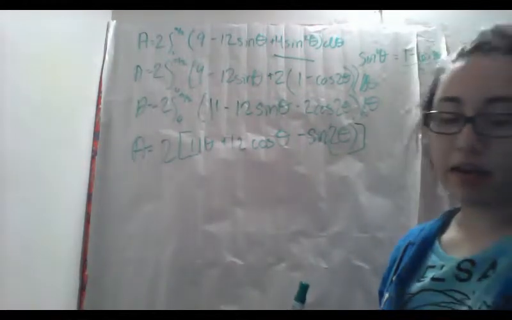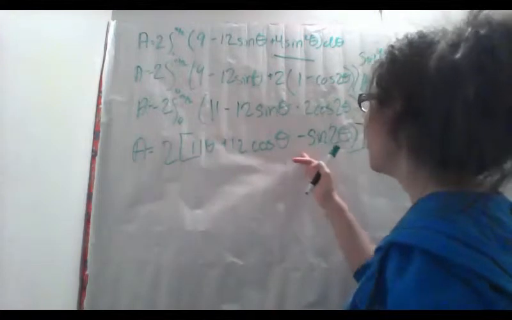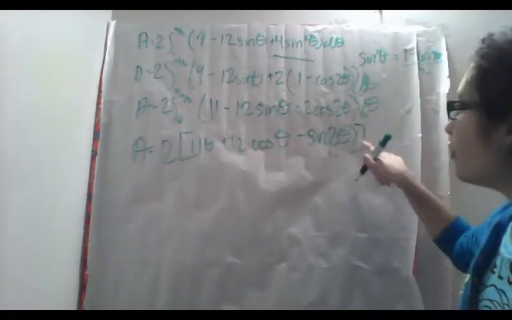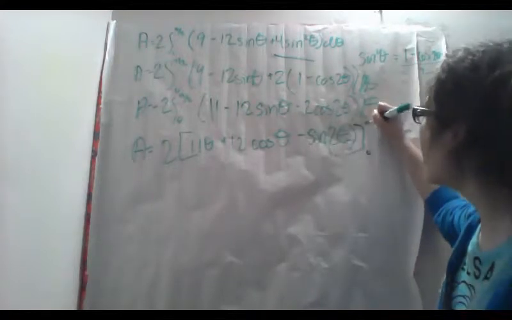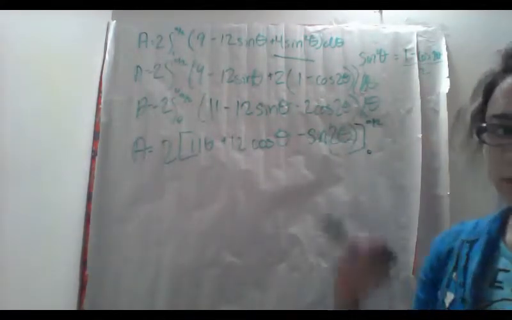Alright, so now we have, after we've integrated, 11θ plus 12 cosine θ minus sine 2θ. Don't forget your limits over here, you could lose points. Alright. So at this point now, all we gotta do is plug everything in. So A equals, we'll do the 2 later.